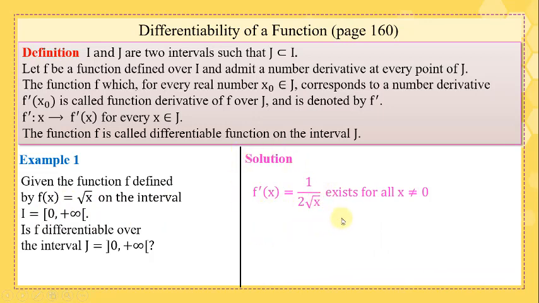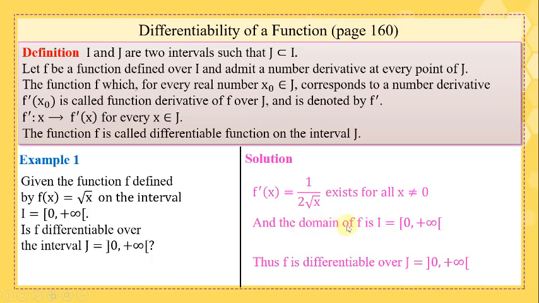This function derivative exists for all values of x except 0 because it is not defined here in the denominator. So we can say that f is differentiable over domain J, 0 open till plus infinity, because the function derivative exists for all values of x in this domain. Notice that the domain of function f is I, where 0 is closed, till plus infinity. Here we say J is a subset of I. Back to the definition. You can read it from your book or you can read it here. Okay, we continue.